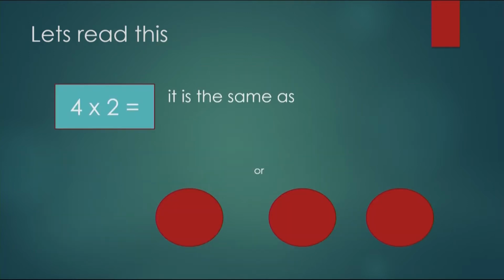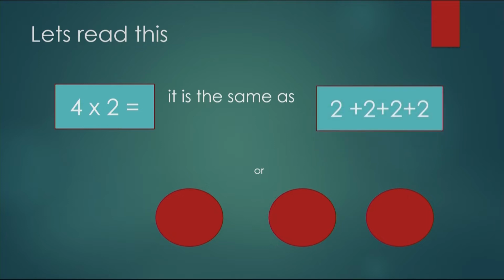Let's read this. 4 multiply by 2. Read it. 4 multiply by 2. Very good. It is the same as 2 add 2 add 2 add 2, because multiplication is a continuous addition. Here, number 2 was added 4 times, and it was written as 4 times 2, or 4 multiply by 2.